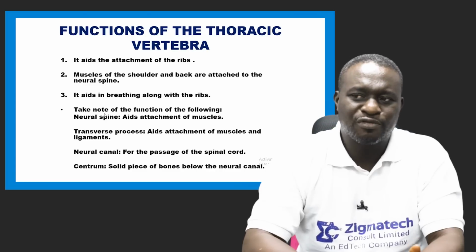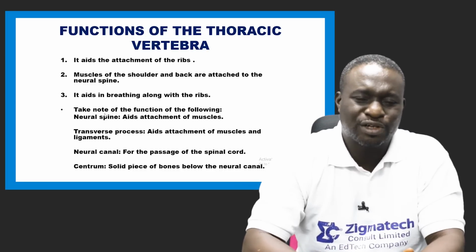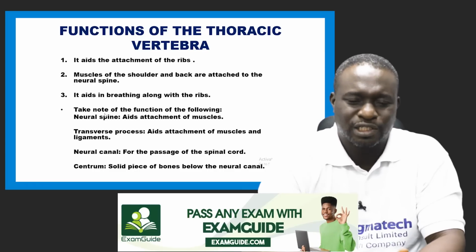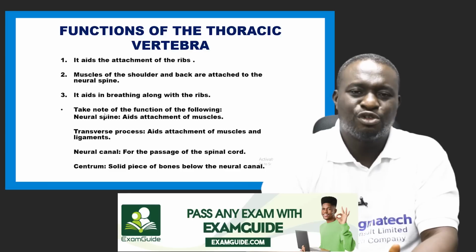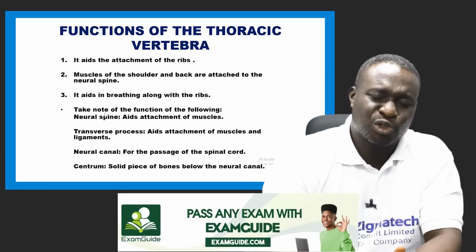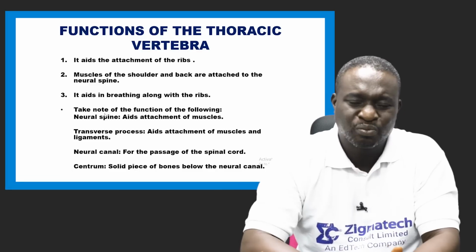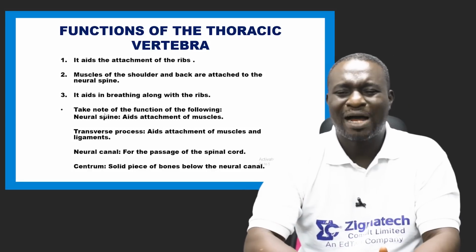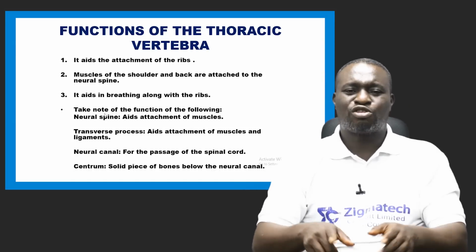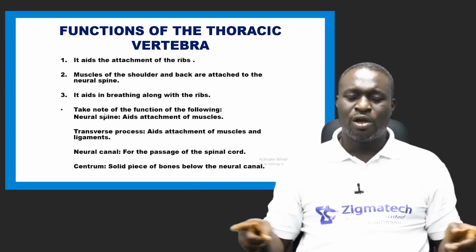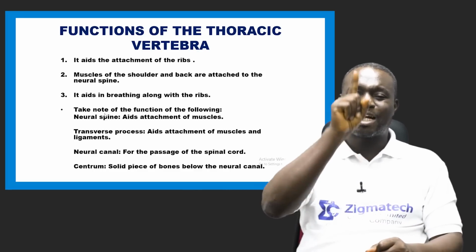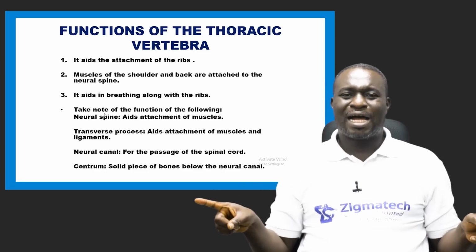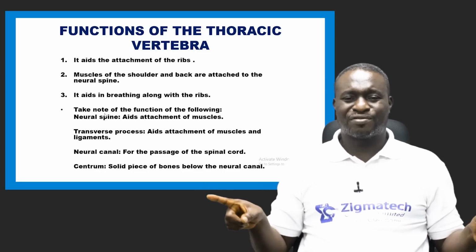Then we also have some important functions of the following. Let's look at the functions of the neural spine, the transverse process, the neural canal, and also the centrum. The function of the neural spine is for attachment of muscles. I mentioned that earlier. Then we also have the transverse process. Remember, the transverse processes are the side projections, while the neural spine is the upward projection of bone. You have two transverse processes.